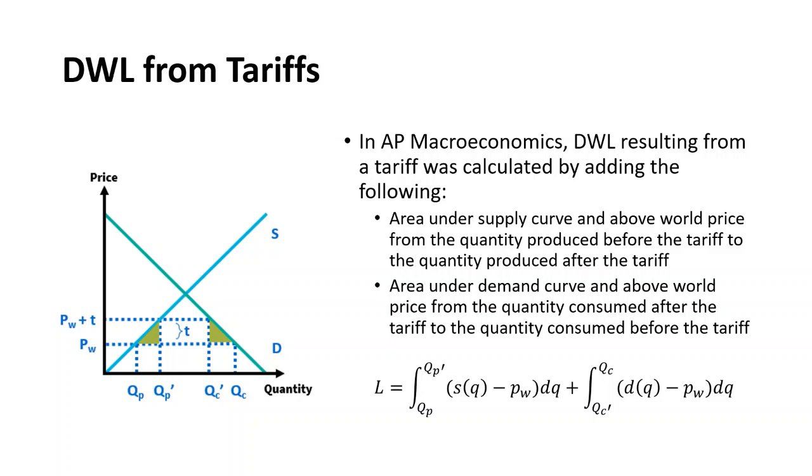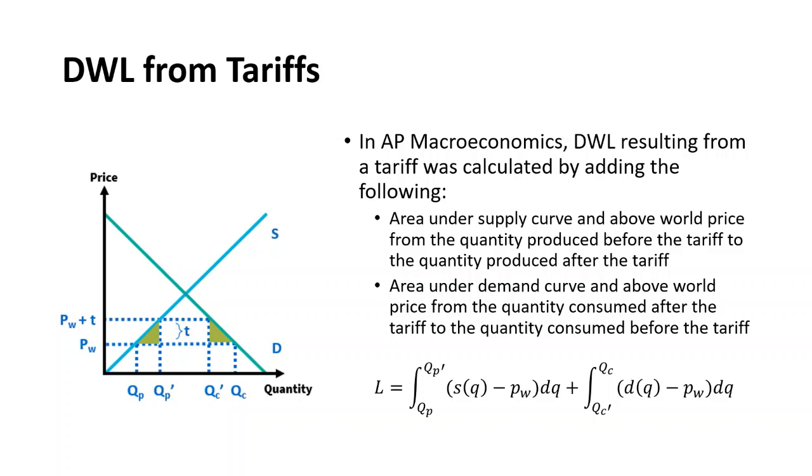In the AP Macroeconomics curriculum, deadweight loss is calculated by adding the area under the supply curve and above the world price from the quantity produced before the tariff to the quantity produced after the tariff, which is this first green triangle here on the left, and the area under the demand curve and above the world price from the quantity consumed after the tariff to the quantity consumed before the tariff, which is the second green triangle on the left.